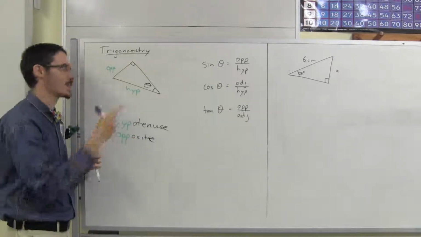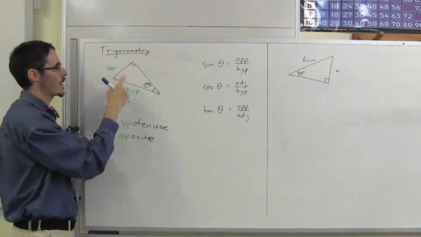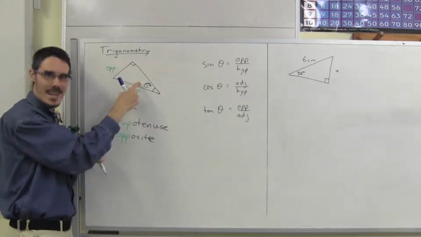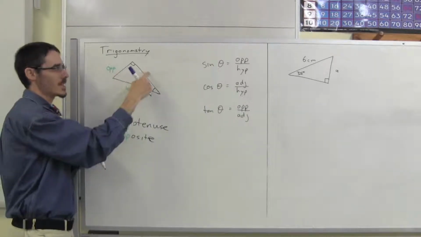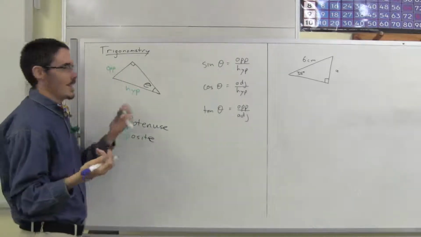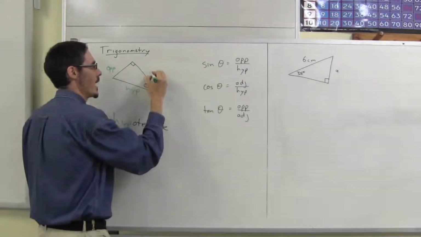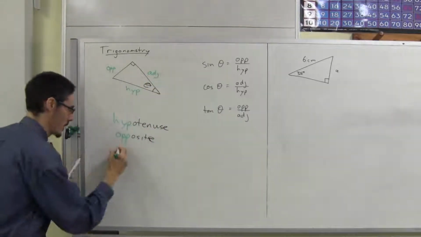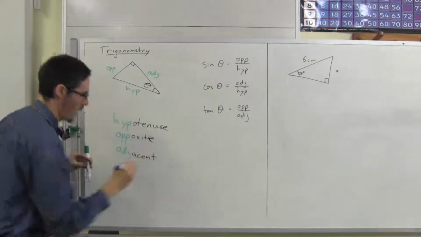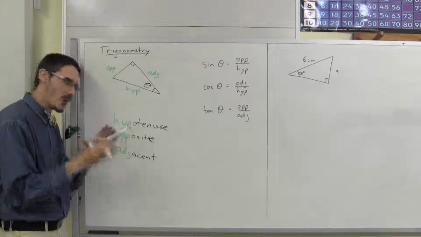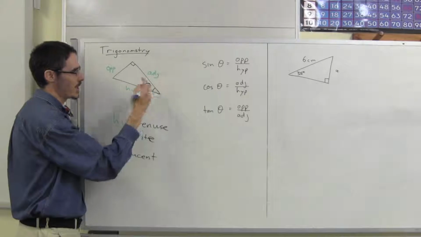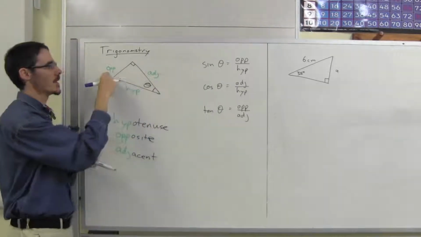That's why I always use 3 letters to label my sides. Okay, this one is opposite the right angle, it's the hypotenuse. This one is opposite the angle I care about, opposite. This side is next to the angle I care about. And if we're trying to be fancy, just because we are, we're going to call that adjacent instead of next to. Adjacent is just a fancy word for right up next to it, right up against it. So this side is adjacent to my angle, and this side is opposite my angle.